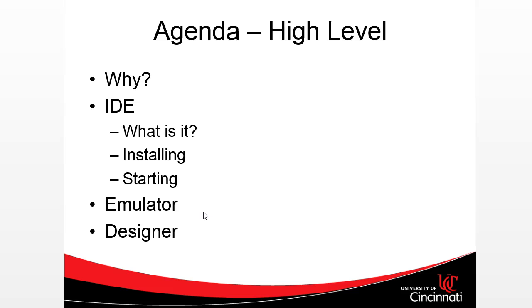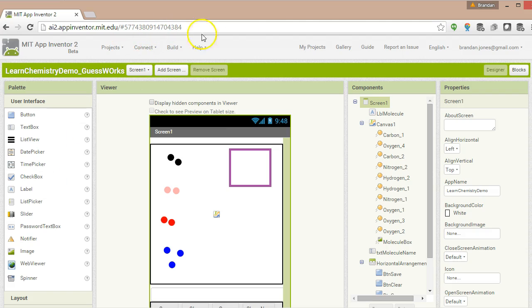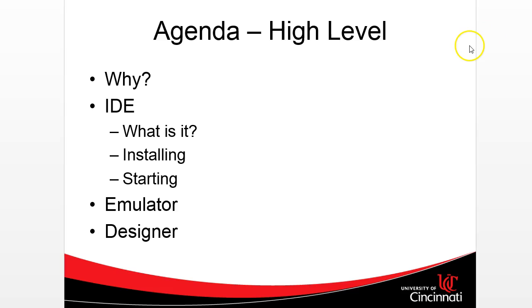So to start AppInventor, we simply go to the URL ai2.appinventor.mit.edu. To start Android Studio, it's like a traditional Windows program where you go to start and then you choose Android Studio. So it installs on your virtual machine. At the University of Cincinnati, we have another option which I strongly recommend, and that is we can remote into the lab environment with Android Studio already installed. That's going to save a whole lot of work.